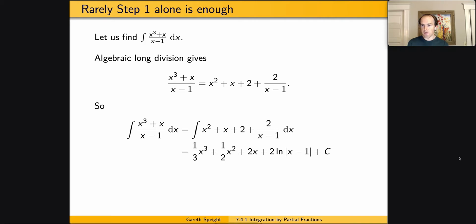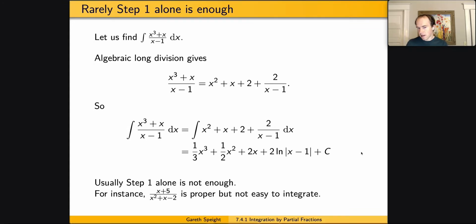But step 1 of partial fractions decomposition is look at your rational function, check it's proper. If not, you want to make it proper by using long division. Notice here that after we had long division, we had a polynomial plus something new that is proper. So that's step 1, but usually it's not enough.